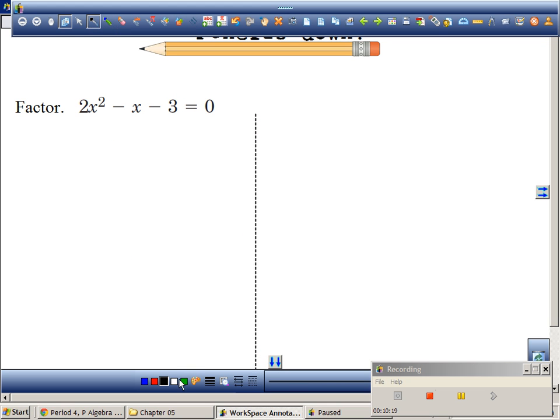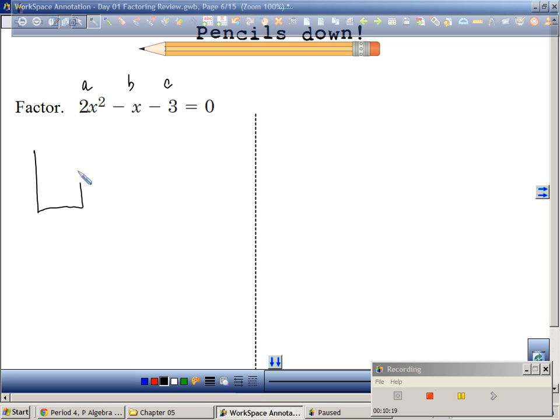All right, so first I'm going to identify my ABC. So here's my A, here's my B, and here's my C. I'm going to do an X box or a box X. Okay, so like I said before, we want to put in our A and our C first. So what's my A? 2x squared. And what's my C? -3. The reason I do this is this. When I find this, I have to multiply A times C. What is A times C? -6x squared, right? 2x squared times -3 is -6x squared.